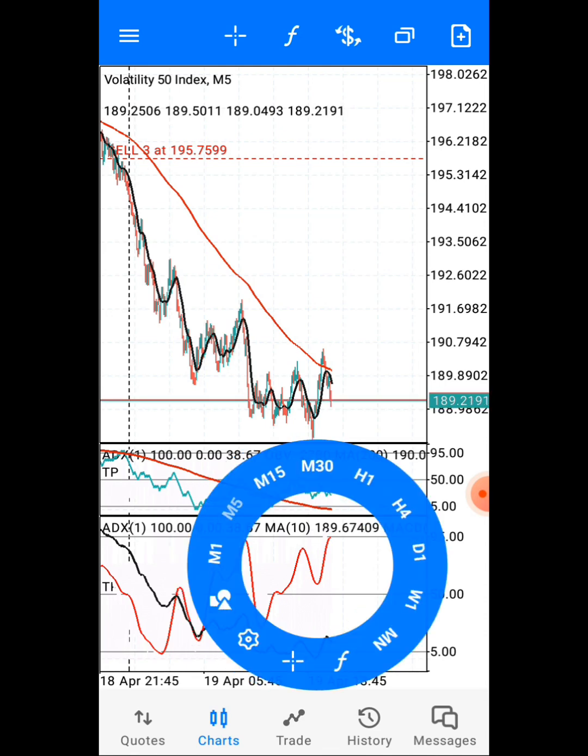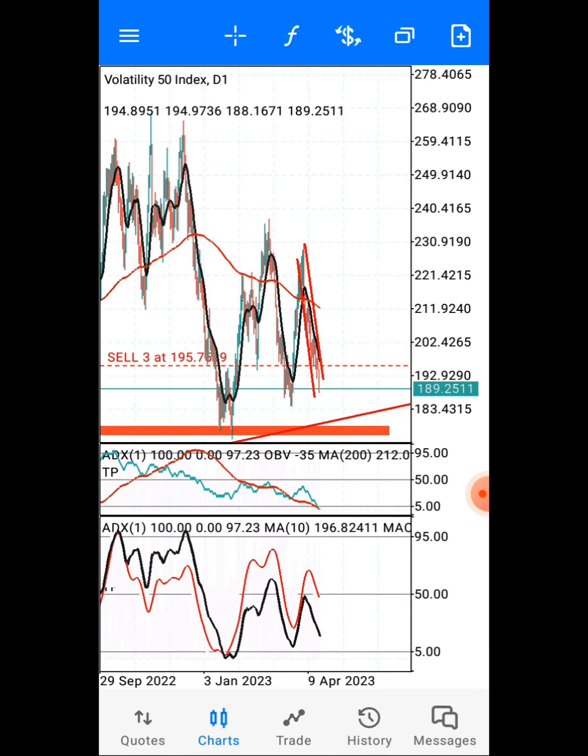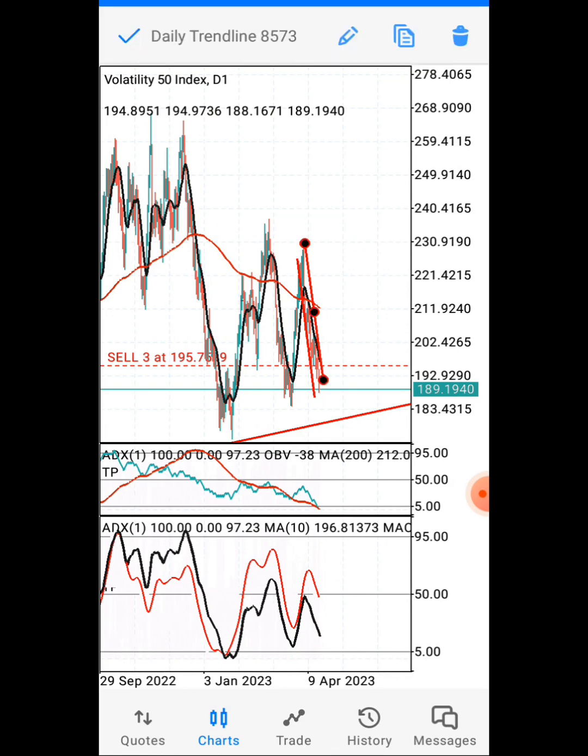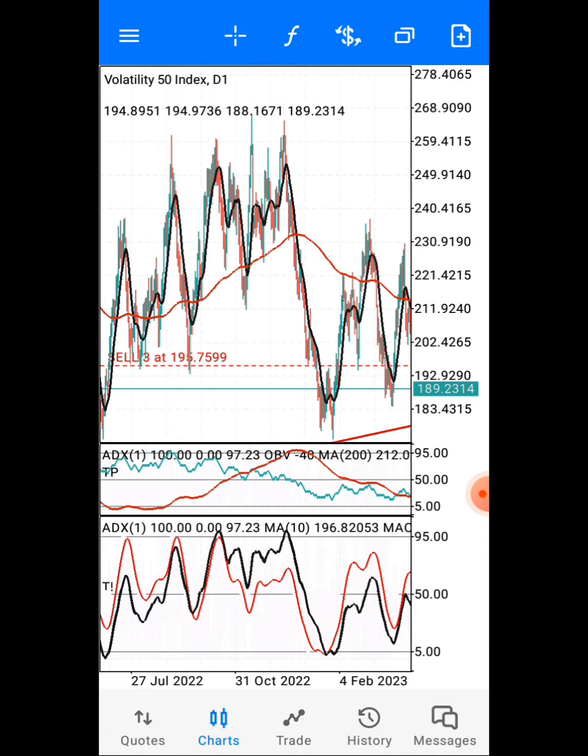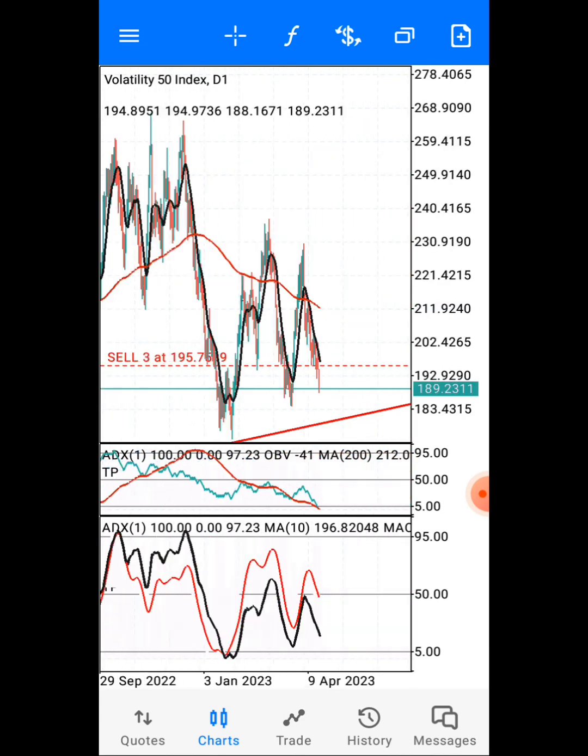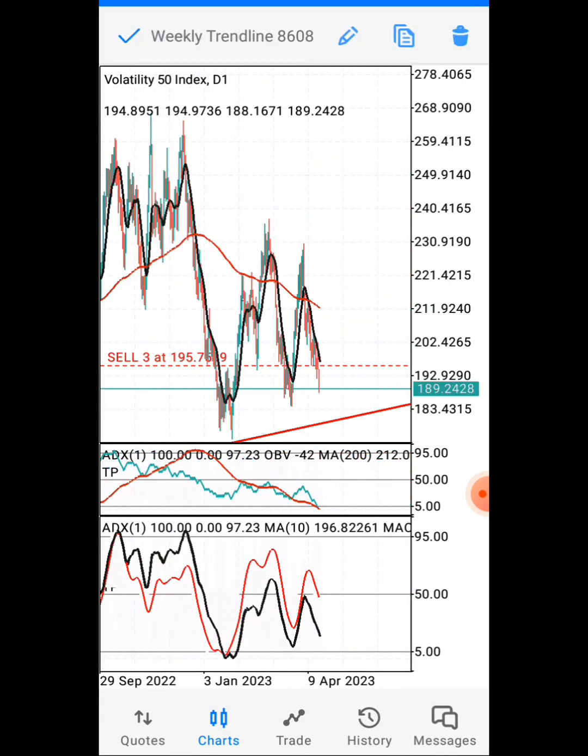So first of all, you go to your daily time frame. Now I analyzed this trade before I took it earlier, so let's analyze it again together so that you can see things clearly yourself.